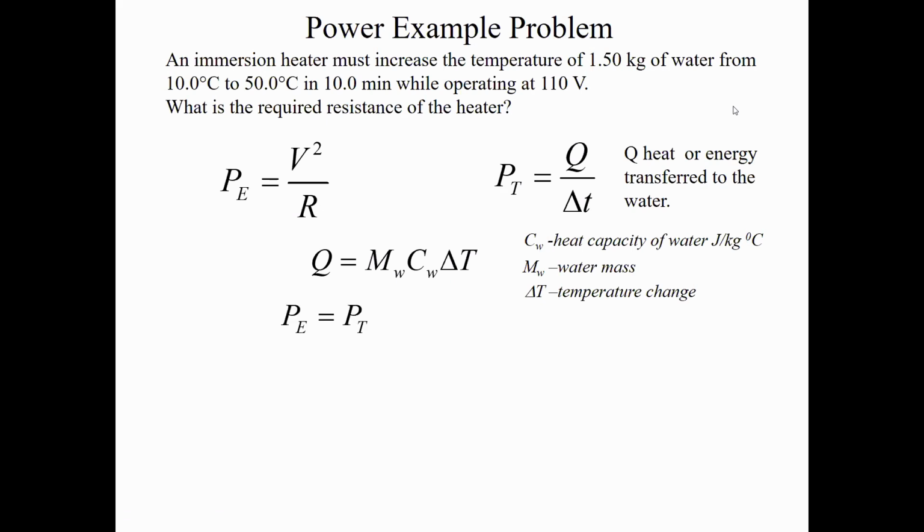So what we do is equate these powers together. We assume it's 100% efficient. No energy is lost, so the electrical energy equals the thermal energy. So we can now equate these equations together. In reality, there's probably some efficiency factor here, but we'll just ignore it for now. So we have V squared over R as the electrical side, and this is our thermal side. So now I think we have everything we need to solve for the resistance of the heater.